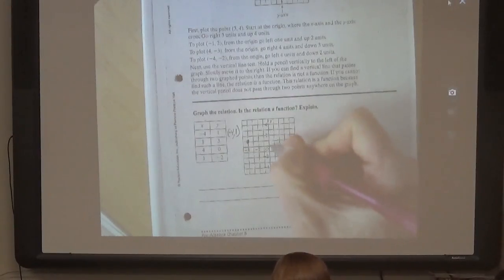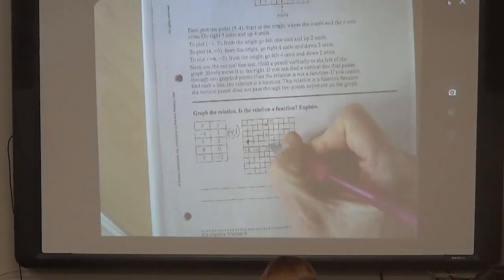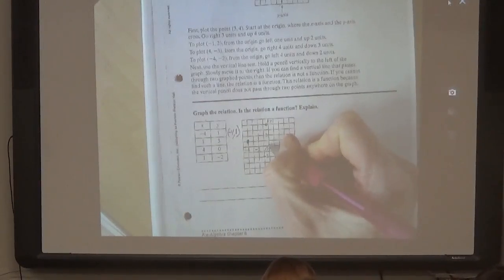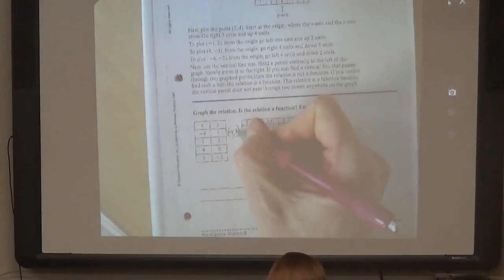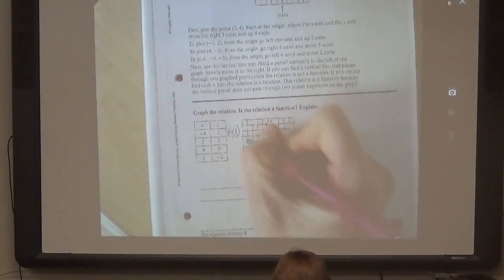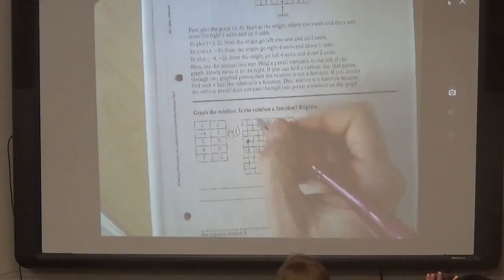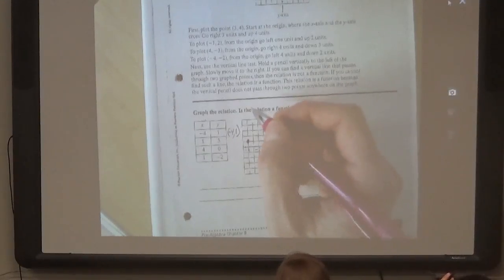So you start at 0. Now you don't put a dot at 0, but just start at 0. Count to the left 4 because it's a -4. So everybody, you can do that right now. Follow along with me. Go to the left 4. And then up 1 because it's a positive 1. Left 4, up 1.